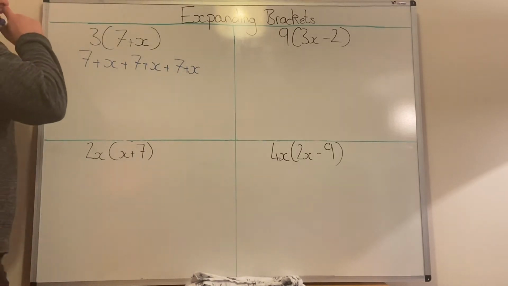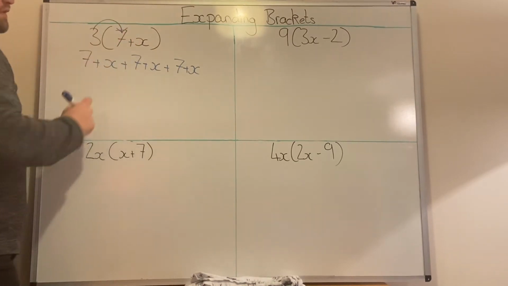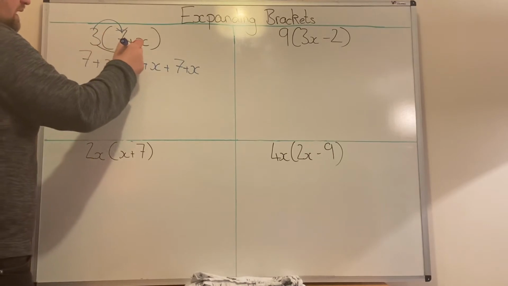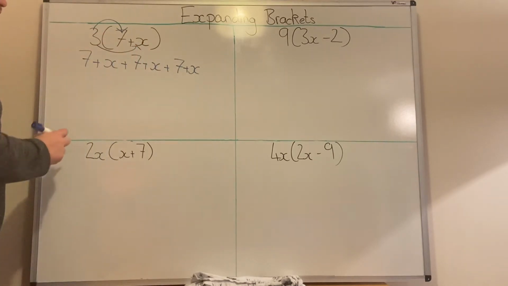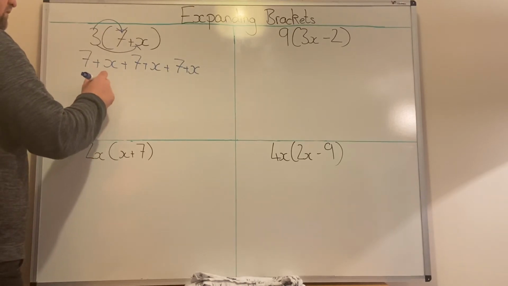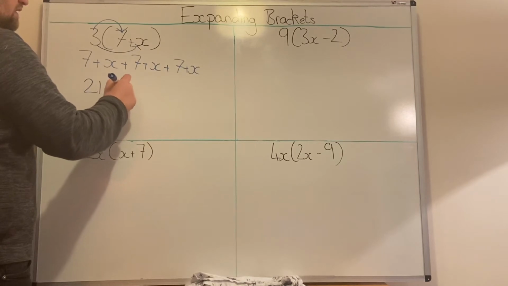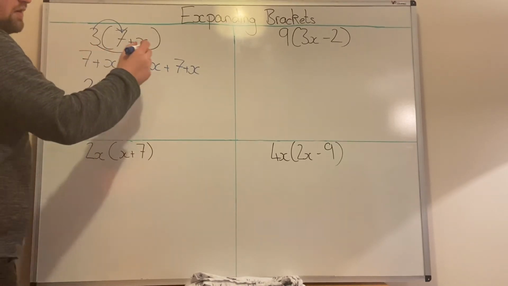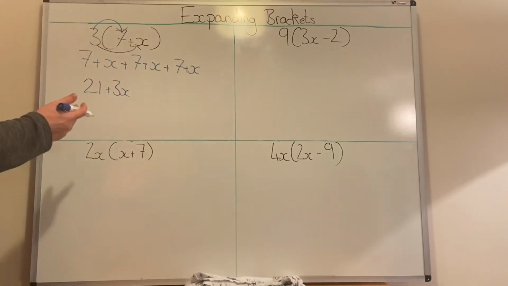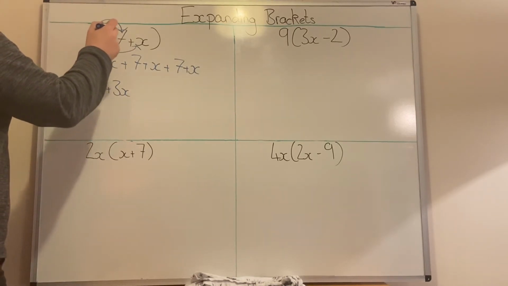So what we do is multiply 3 times 7 and we multiply 3 times x. So what we get is 3 times 7 is 21, and 3 times x is 3x. So instead of writing it all out, which could be a long and drawn out process, all we do is times whatever's on the outside by whatever's on the inside.